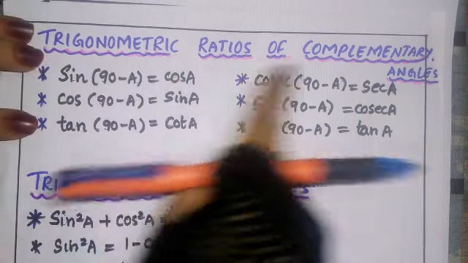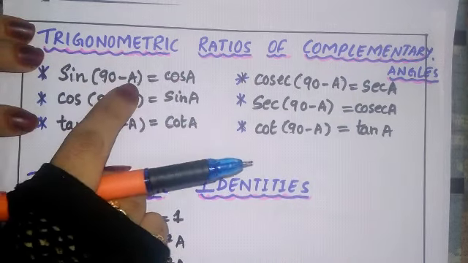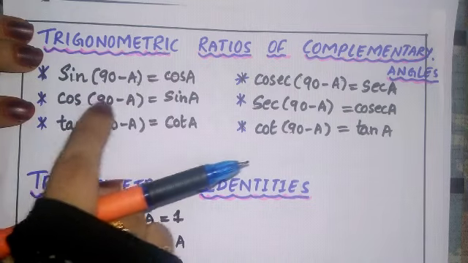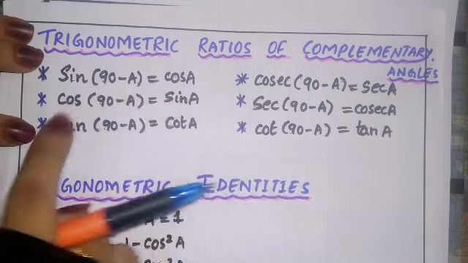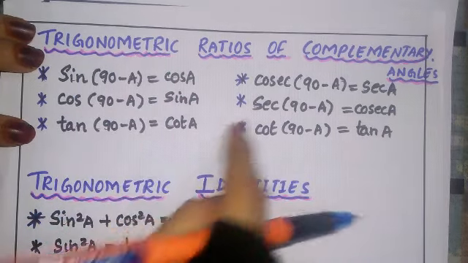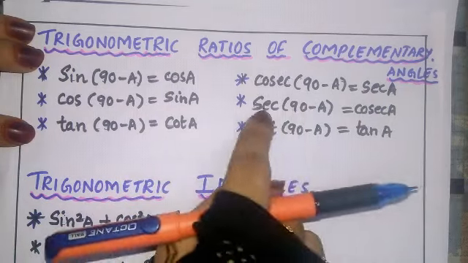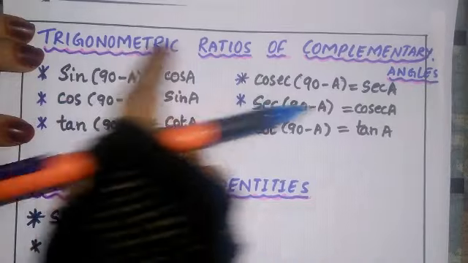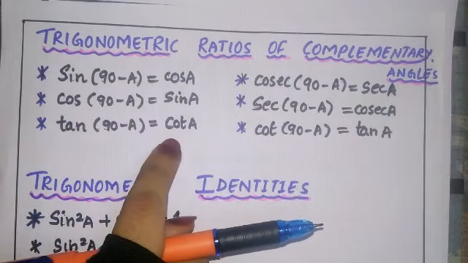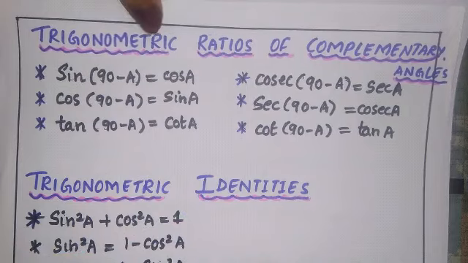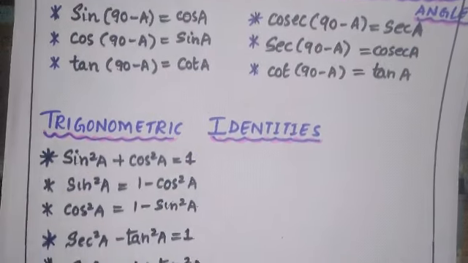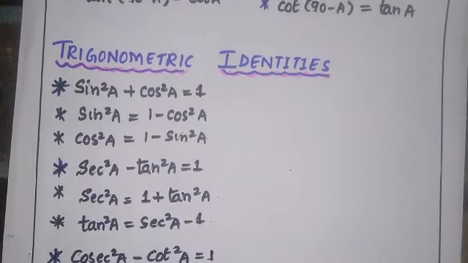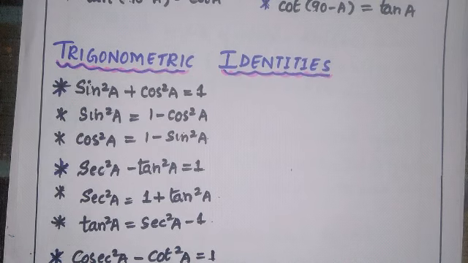sine of 90 minus A is cos A. Cos of 90 minus A is sine A. Tan of 90 minus A is cot A. Cosec of 90 minus A is sec A. Sec of 90 minus A is cosec A. Cot of 90 minus A is tan A. This is the important part based on complementary angles. Next is very important, which helps to solve the trigonometric identities.